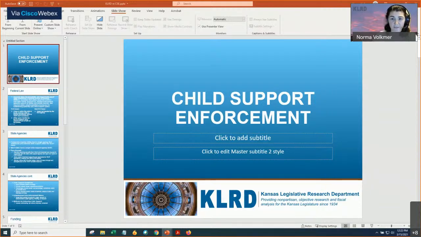So for state agencies, and that's slide 3, federal law does require that states have a single agency that establishes and enforces child support orders for 4D cases. Again, those are the ones that were traditionally from state or federal assistance. Most states have a single child support agency, and in Kansas, that's DCF. And there is also pass-through that deals with that federal-state dual system.